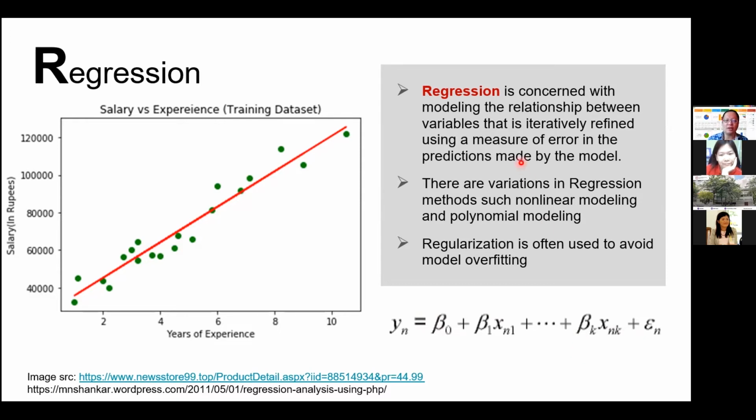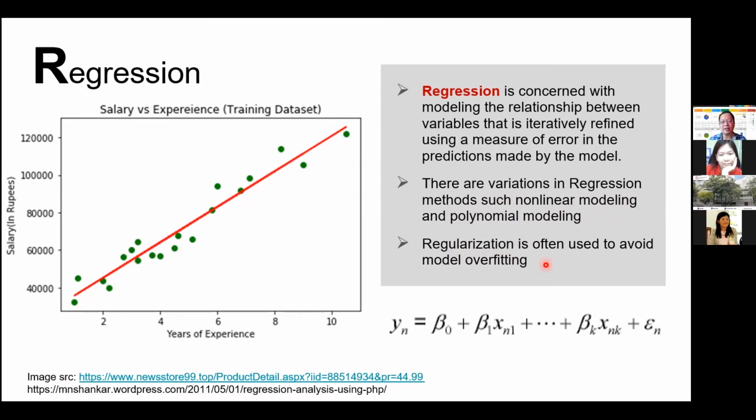As you know, there's some variation of the regression model, which is nonlinear modeling, or maybe polynomial modeling. And sometimes we don't want the model to be more complicated. We like the model very simple. So regularization is often used to avoid overfitting on the data.